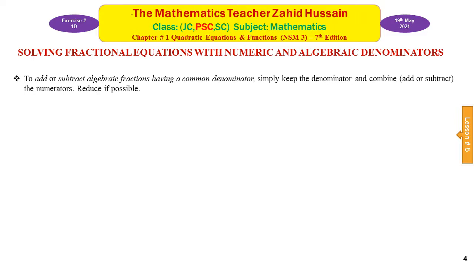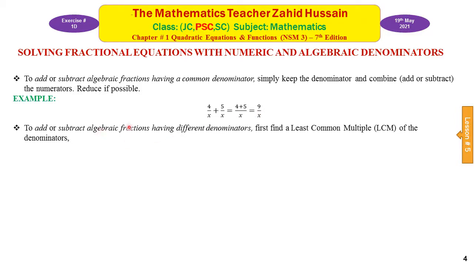So solving quadratic fractional equation with numeric or algebraic denominator has three different cases. One, if fractions have a common denominator, that is, if there are two or more fractions and the denominators of all of them are common, then simply we will keep the common denominator as it is, and we will add or subtract the numerators of all the fractions like this. This is the sum of two fractions, and the denominator of both is the same, so the same denominator will be the LCM and we will add the numerators, so we will get the required result.